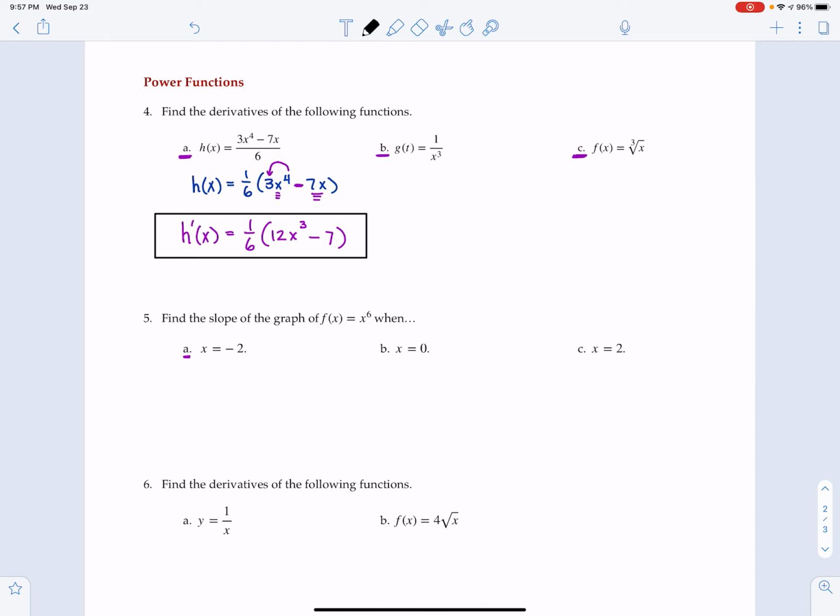Letters B and C are different, because they don't look like power functions, at least immediately. And perhaps you can see how we could make them look like a power function. If you want to pause your video, you could go ahead and try those too. I'll certainly give you that time, and you can give yourself that time just by clicking pause. But otherwise, I'll start up in just a second here.